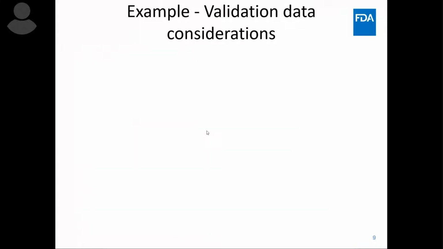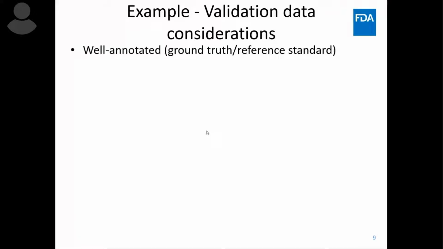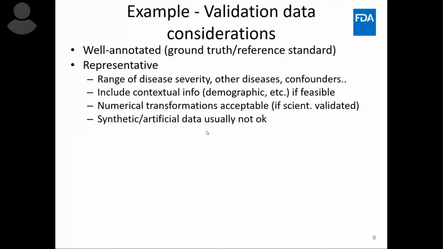Other considerations that we should take into account for validation. We want to have a well-annotated ground truth or reference standard, whatever you want to call it. We want to know the truth, usually by clinical evaluation. And we want to have a representative sample of disease severity, for example, other diseases, confounders. It is probably helpful to have contextual information. We have seen, for example, AMI criteria differ by sex, by age, and so forth.